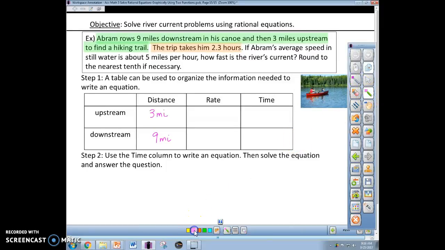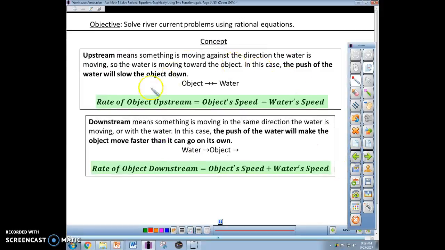Then next, it says that if Abram's average speed in still water is about 5 miles per hour, how fast is the river's current? This statement tells us two things. One, what we're trying to find, which is the speed of the river's current, call it C, and also Abram's average speed under his own power, which is the still water concept, about 5 miles per hour.